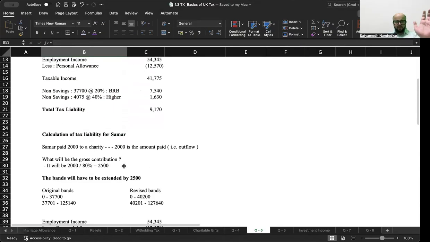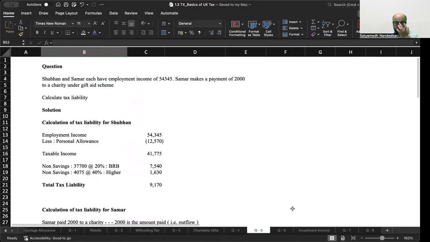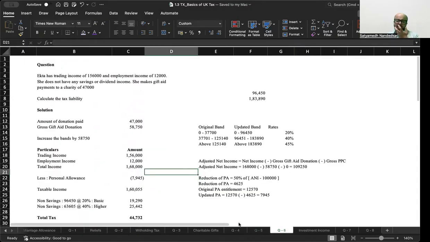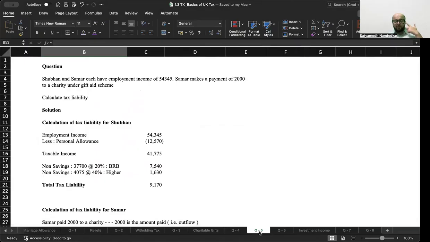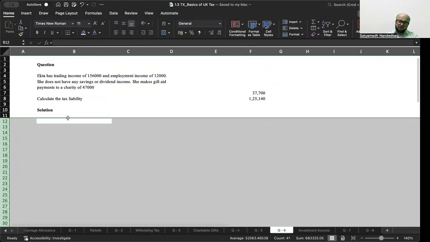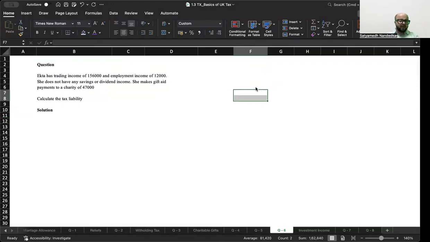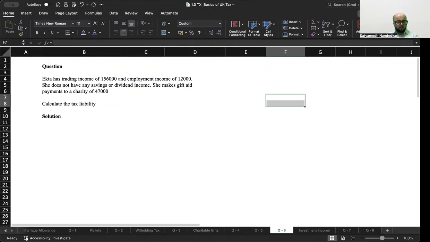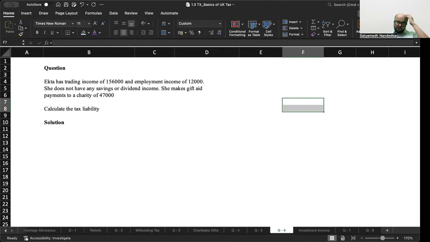2,500. Okay. Pay attention to this. Now, this is something which will keep on repeating over and over again. So it's necessary that you understand how the extension of band system works in UK taxation. This is a special feature of UK tax. I would say you will not find it in Indian tax. So don't try to draw that parallel. Let's look at one more question.